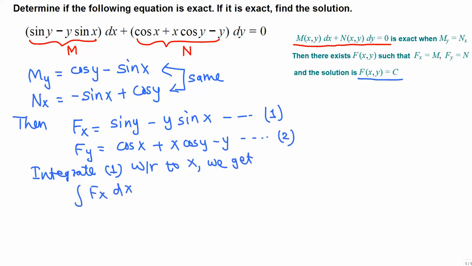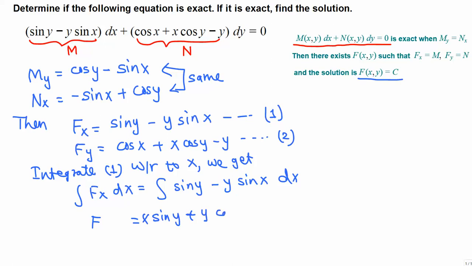So the integral of F_x dx equals the integral of sine y minus y sine x dx. This is the function F(x,y). Sine y behaves like a constant when we are integrating or differentiating with respect to x. So the constant survives, times the antiderivative of 1, which is just x. Minus y is constant because we are integrating with respect to x, and the antiderivative of minus sine x is cosine x, because the derivative of cosine x is minus sine x. So this becomes plus y cosine x, y surviving as a constant, plus some constant of integration.